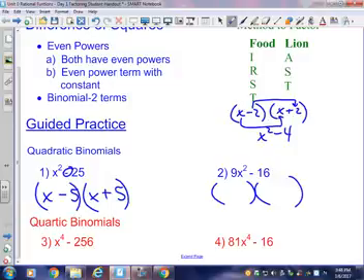All right, let's look at another one. So what times what makes 9? Well, not 9. I said 9 and I wrote 9. 3 times 3 makes 9. And x times x makes x squared. 4 times 4 makes 16. So now to get that negative, it has to be a positive times a negative. So that's what makes it FOIL. And that's why quadratic binomials work with FOIL.